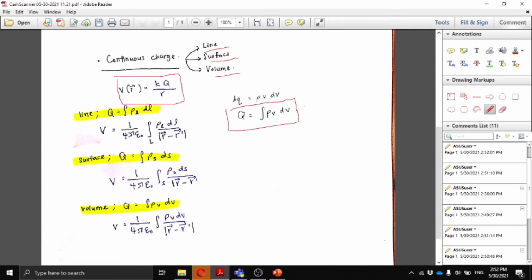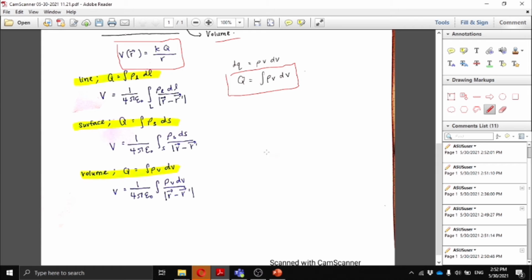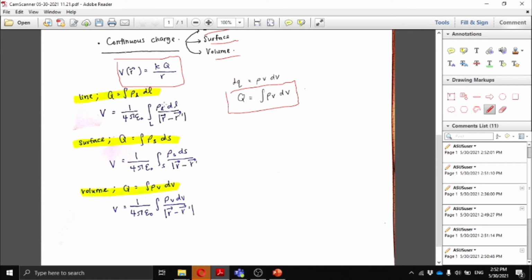So we will get the potential difference equal to 1 over 4 pi epsilon naught times the integration of the line charge density across the line, dl over r. The same goes for surface and volume. We just need to change the charge and put it back into the formula. Then we need to do the integration to get the potential difference.